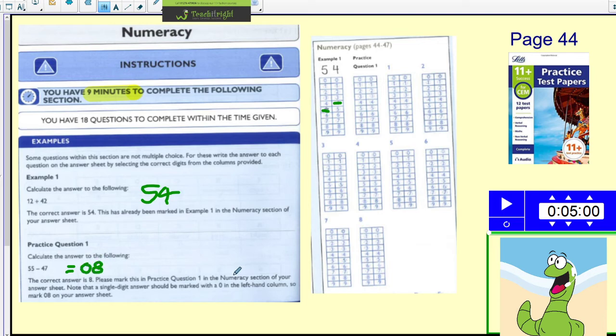The correct answer is 8. Please mark this in practice question 1 in the numeracy section of your answer sheet. Note that a single-digit answer should be marked with a 0 in the left-hand column, so mark 08 on your answer sheet. So again, guys, make sure you agree with that.